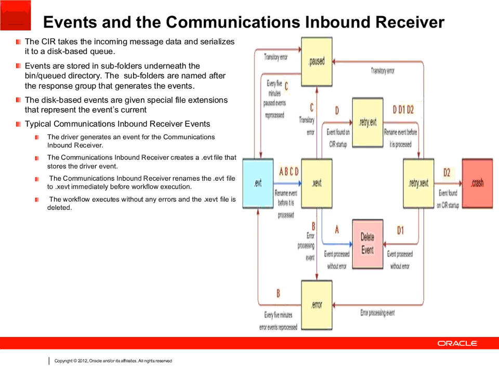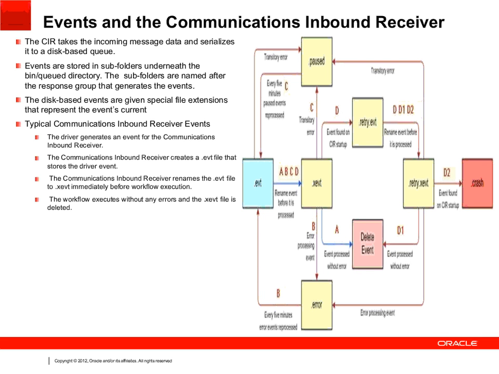Communications Inbound Receiver takes the incoming message data and serializes it to a disk-based queue. Events are stored in folders underneath the queue directory. The folders are named after the response group that generates the event. Events are in the UTF-8 character set, which translates 16-bit Unicode characters to 8-bit characters. Each event always has a file name prefix of CIR.